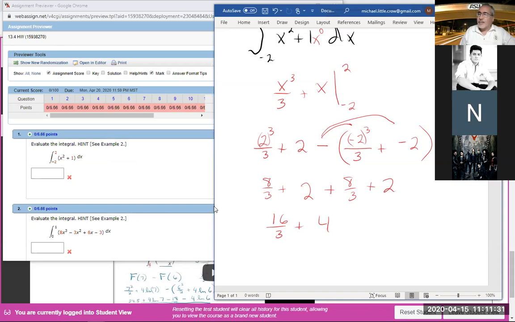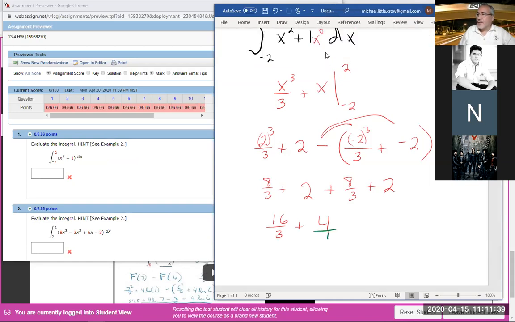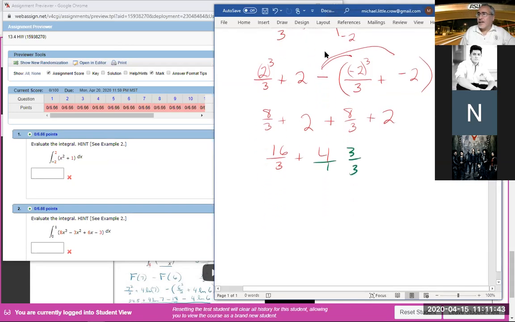And then we need to get a common denominator, which is going to be 3. So we multiply 4 over 1 times 3 over 3, which gives us 12/3. So 16/3 plus 12/3 is 28/3, right? That's what you got, I think.